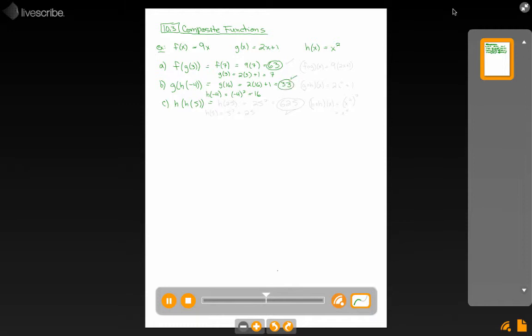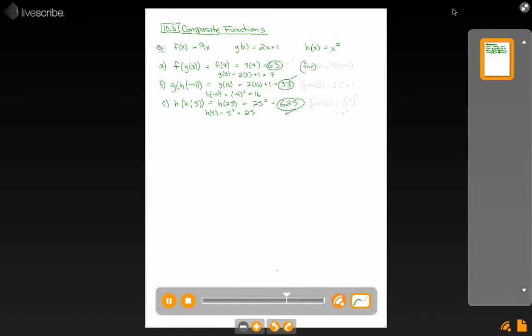Now C is weird because it's saying h of h of 5. You can do a function of itself. You could do it multiple times if you wanted to. h of 5 equals 5 squared, which equals 25. And this is saying what is h of 25. So that's just going to be 25 squared, which equals 625.